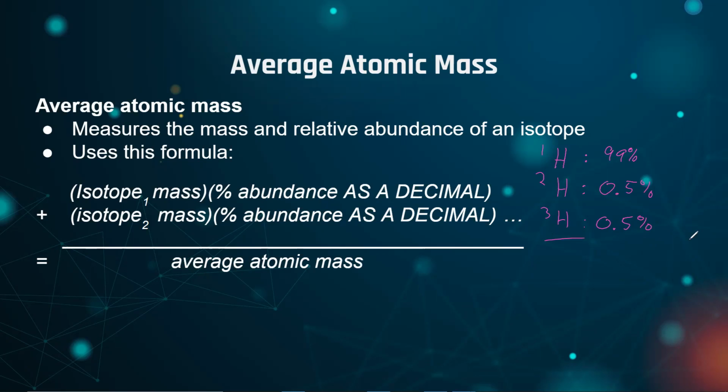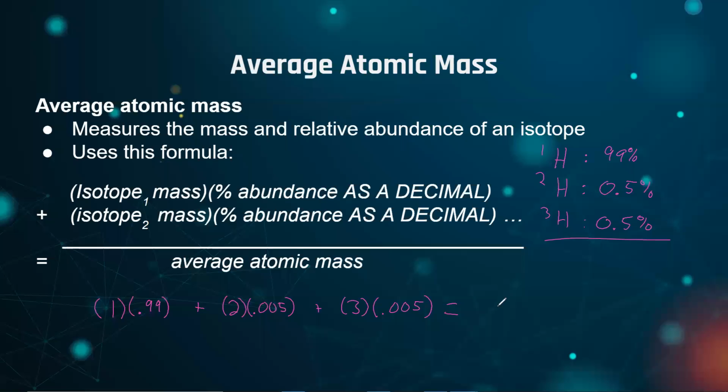So if I was going to use this information to figure out the average atomic mass of hydrogen, I would take my isotope 1 mass, so that's H1, and multiply that by 99% written as a decimal. I'm going to add that to my second one, my H2, times 0.5% written as a decimal. And we're going to add that to H3 times 0.5%, again, written as a decimal. Once we do that math and add it together, we can figure out the average atomic mass of hydrogen.